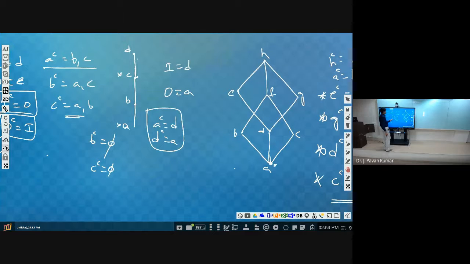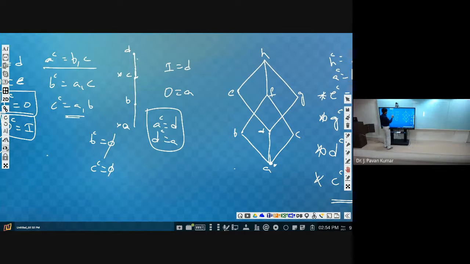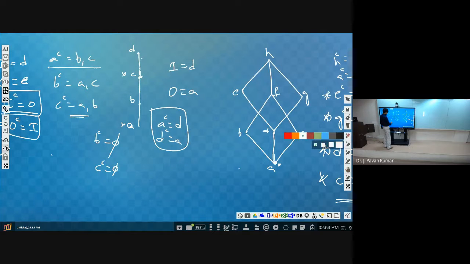Next, consider another one, the previous to this. Now, is this a distributive lattice? Yes. Why? Because A complement is D, B complement is null, C complement is null, and D complement is A. So for every element in the lattice we have either 0 or 1 complement. So we can say it is a distributive lattice.